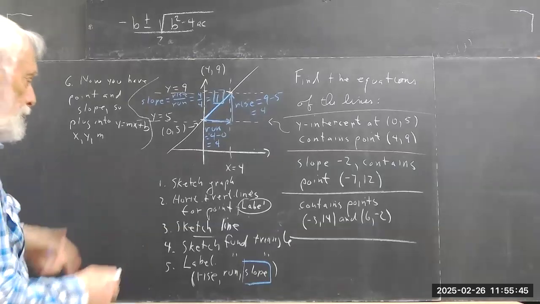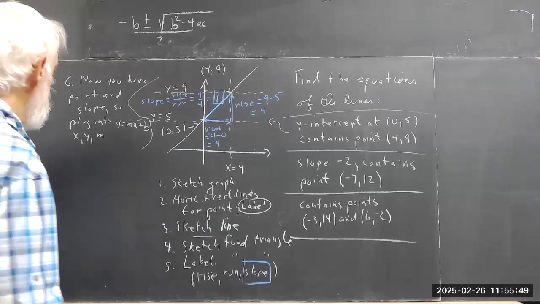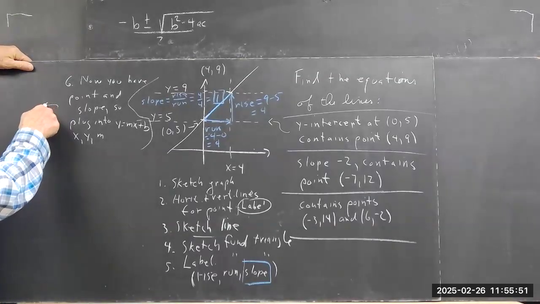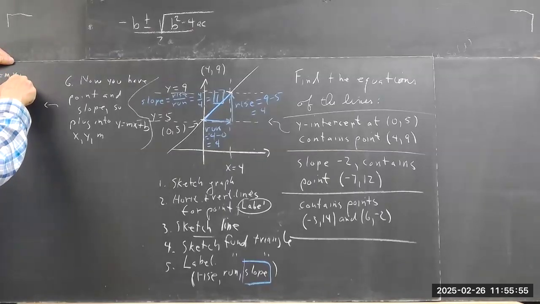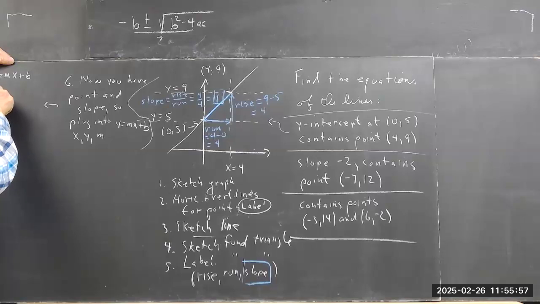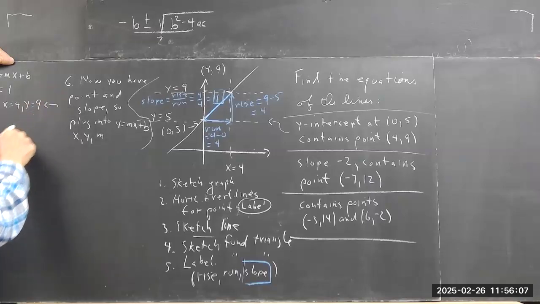Okay, so we do that. Now, where am I going to do that? I'll do it over here. So you have y equals mx plus b, m equals 1, x equals 4, y equals 9.